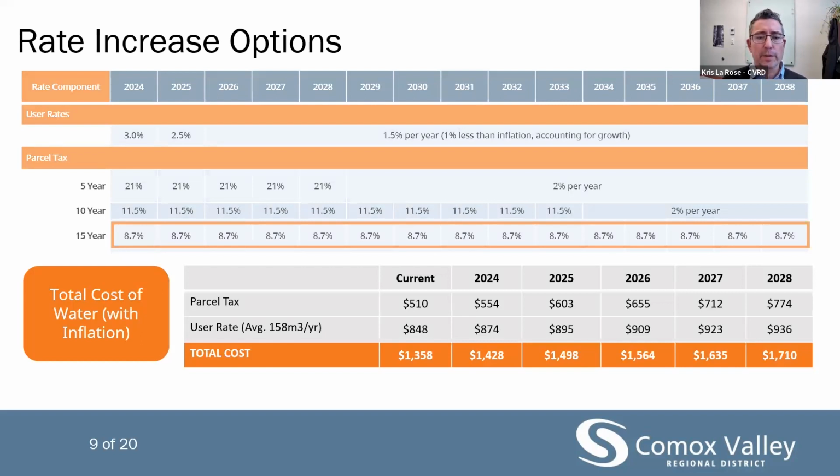So currently for the parcel tax, the fee would be $510 and user rates would be $848 for a total of about $1,358. So with the increases, next year would be $1,428, which would be $554 for parcel tax and $874 for user rates, an increase of about $70. Looking ahead, it's about that amount more each year as we calculate it out to 2028. As noted, these rates will come into effect next year and are paid for through utility bills, which are quarterly, and your annual property tax, which is paid annually.